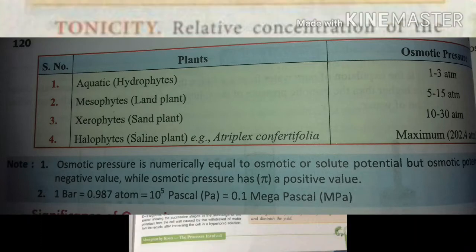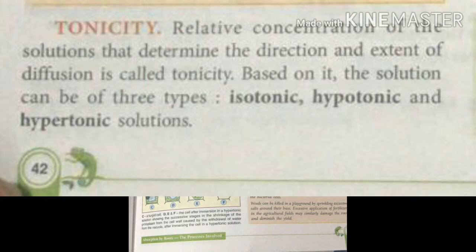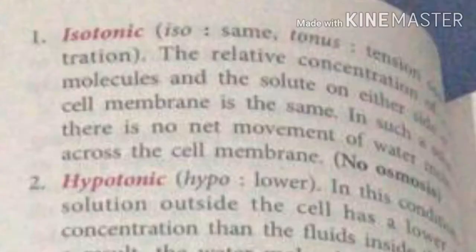Now I am talking about tonicity. The relative concentration of the solute that determines the direction and extent of diffusion is called tonicity. Based on this, the solution can be of three types: isotonic, hypotonic or hypertonic solution.